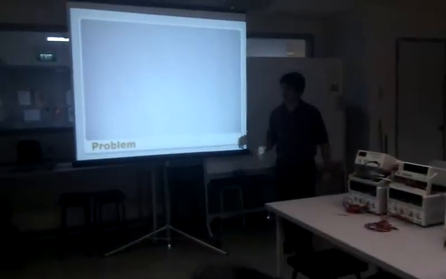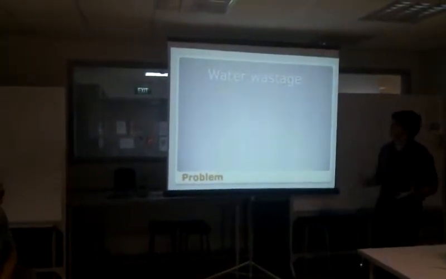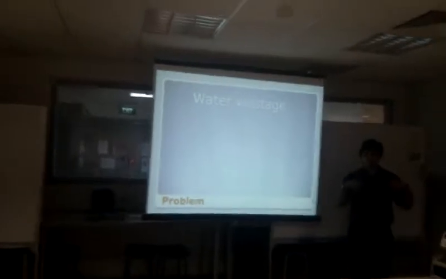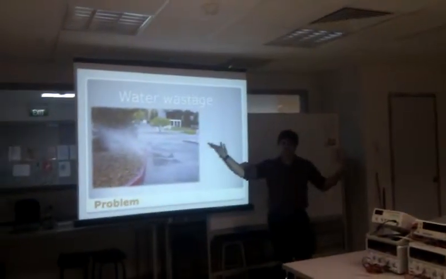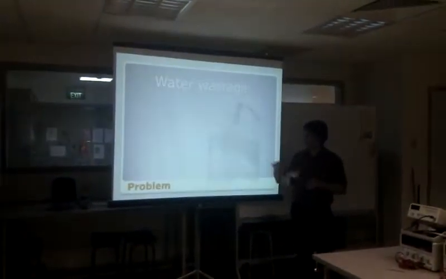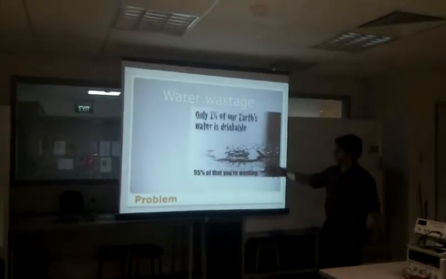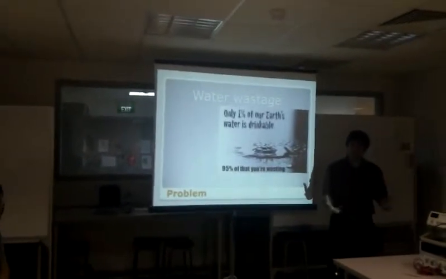So let me just explain the problem we have tried to address first. We see that around the world there is so much water. Water is the primary component of the world. However, we waste water too much. As you see in some of the pictures, people just waste water, take water for granted, and leave taps running and all that. So the idea of the system, as you see in the slogan, is that only 1% of our Earth's water is drinkable. And from that, 95% we are already wasting. So only 5% of 1% is what we can actually use.